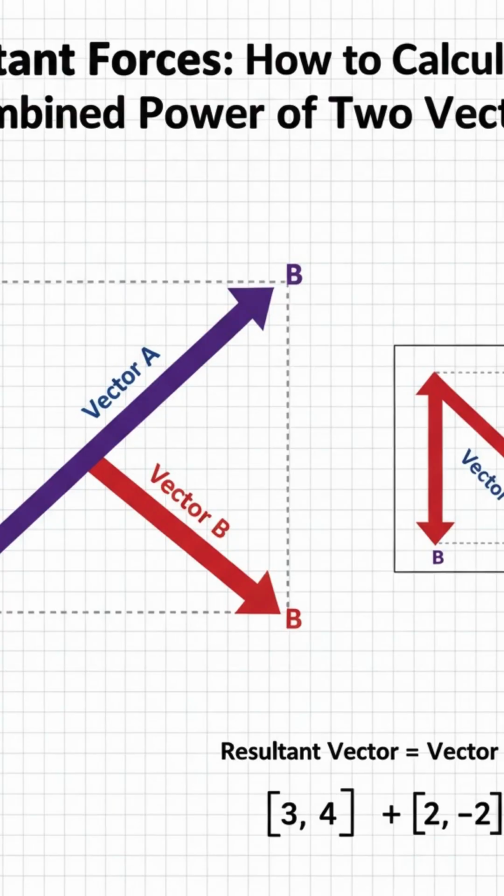Case 3. Vectors at right angles, 90 degrees. If the vectors are at right angles, like an L shape, use Pythagoras theorem. Step by step. Square each vector. Add the squares. Take the square root.